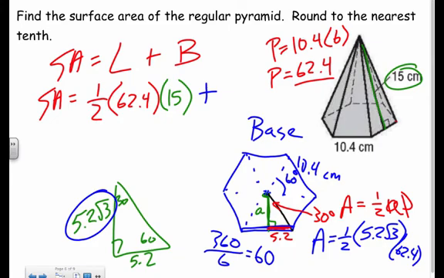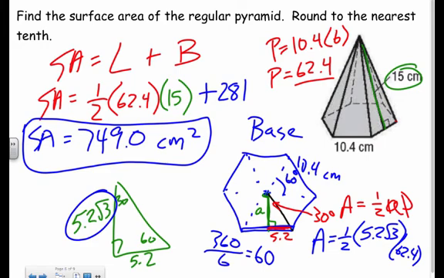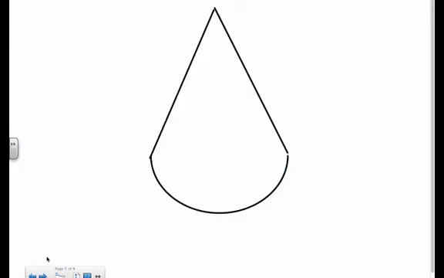And we end up with 281.0, and then we add that to our lateral area, which gives us 749.0 centimeters squared because it is area. So that takes quite a bit of work because we're dealing with a polygon for our base shape.